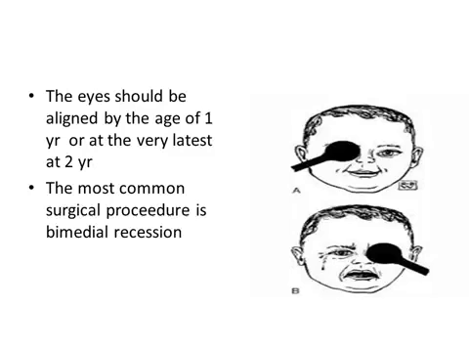Treatment of congenital esotropia is usually surgical, and the eyes should be aligned by the age of 1 or at the very latest 2 years, in order not to lose binocular single vision. The most common surgical procedure is recession of the medial recti in both eyes. We call it bimedial recession.